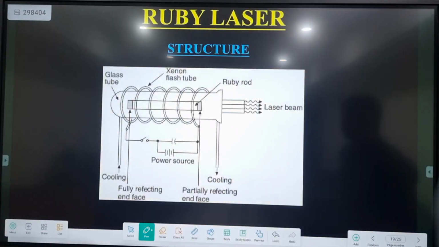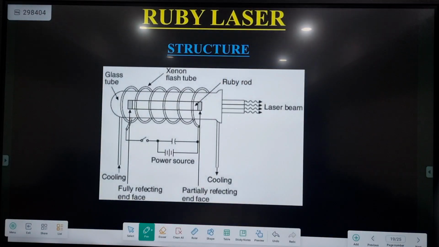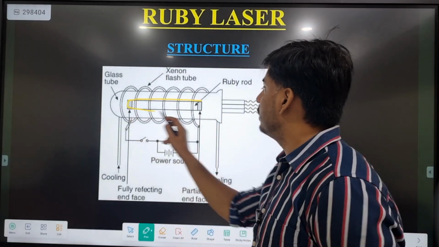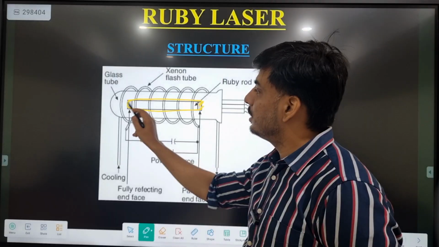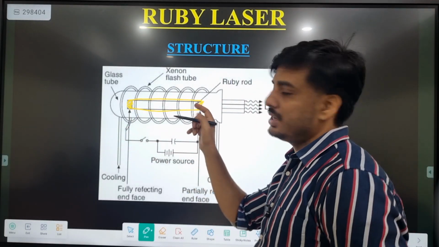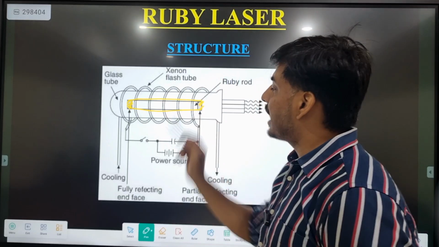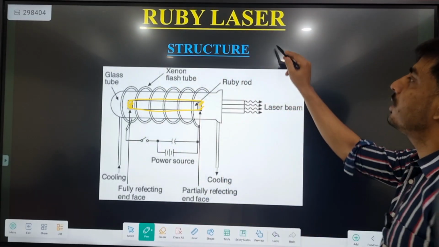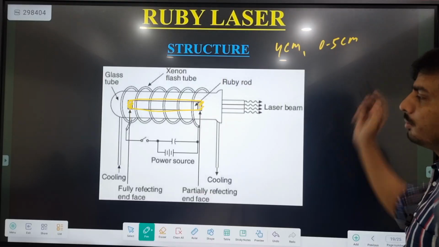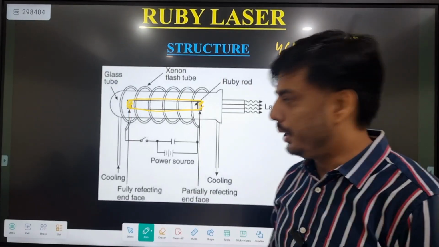Then we will go to the construction and working. Here you can see the construction. It contains a ruby rod. You can see both sides here. One side is completely polished, the other side is partially polished, and the size of this ruby rod is in the range of 4 centimeter in length and 0.5 centimeter in width.